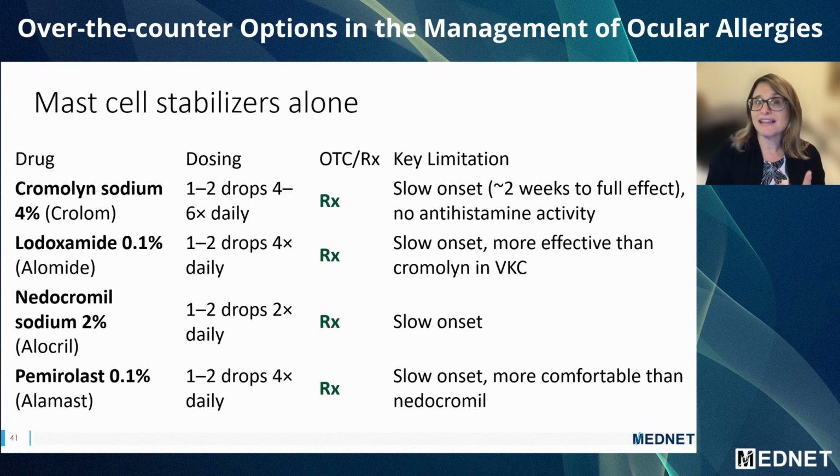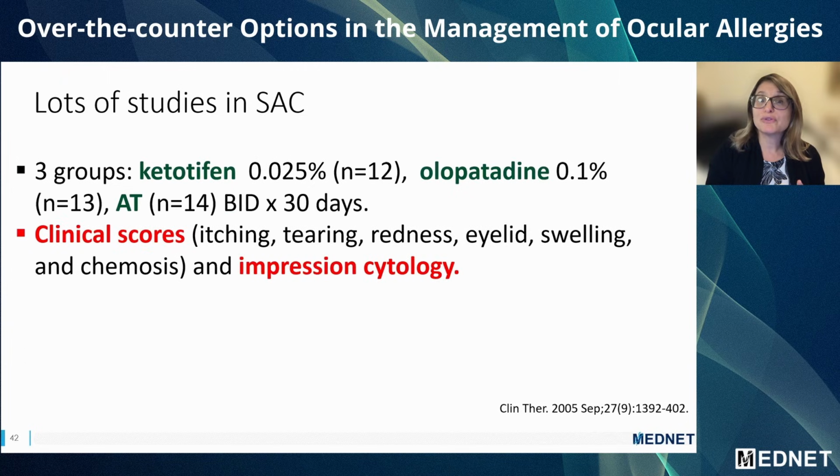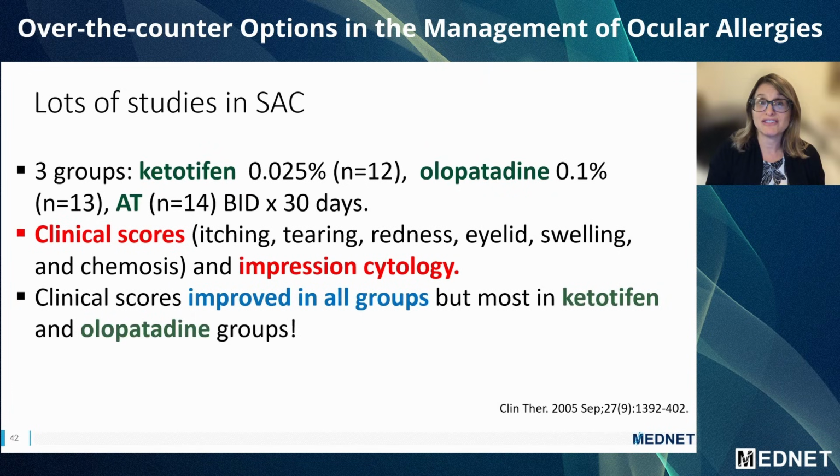Generally, for SAC and PAC, I like combinations, but the mast cell stabilizers do require a prescription. There are lots of studies in SAC and PAC on the different treatment types. One study looked at ketotifen and olopatadine, which are both over-the-counter medications, compared to lubricating drops. They looked both at clinical scores, so itching and tearing, and also findings on impression cytology.